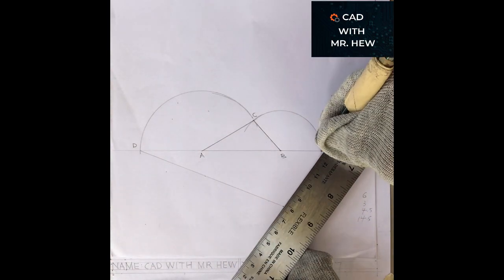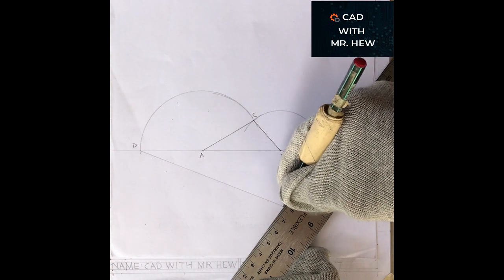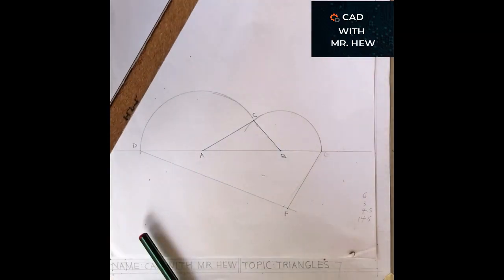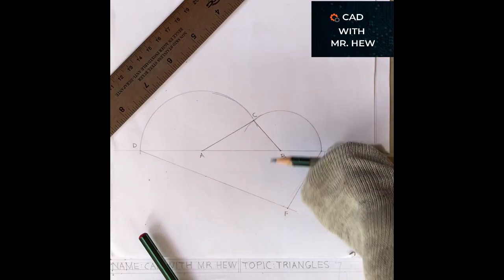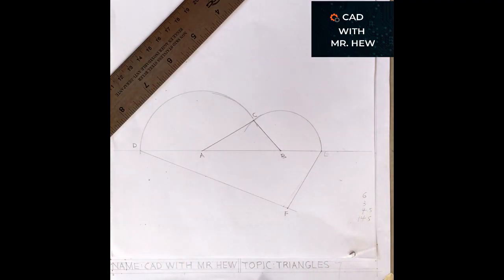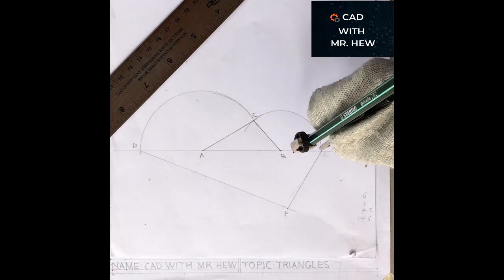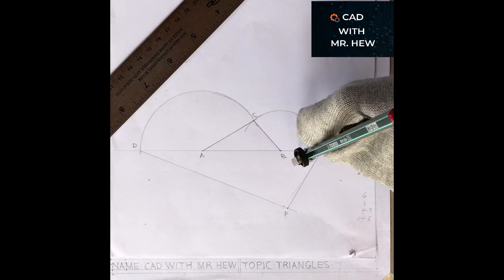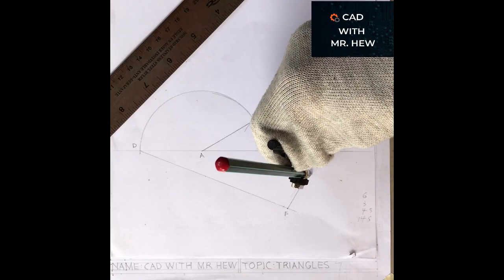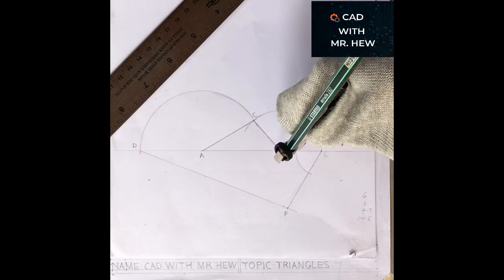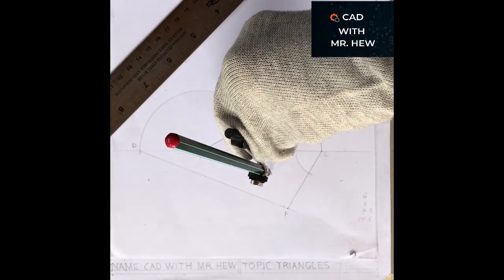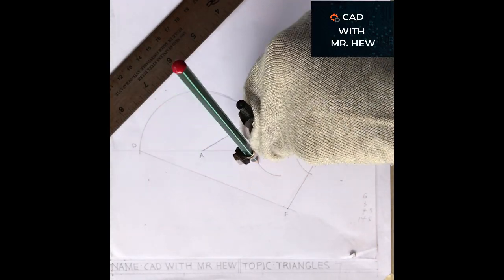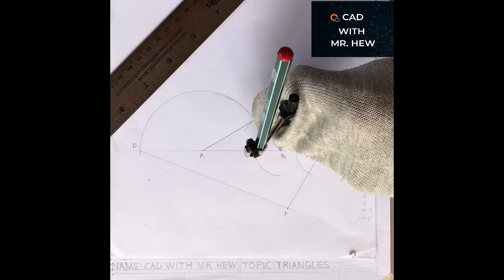F. We're going to join F to E using our ruler and pencil. Then what we're going to do now, we're going to copy this angle AEF. So we're going to mark an arc with the compass and the radius about 2 centimeters. Then we're going to, from B, we're going to mark an arc because we're copying the line EF from B.